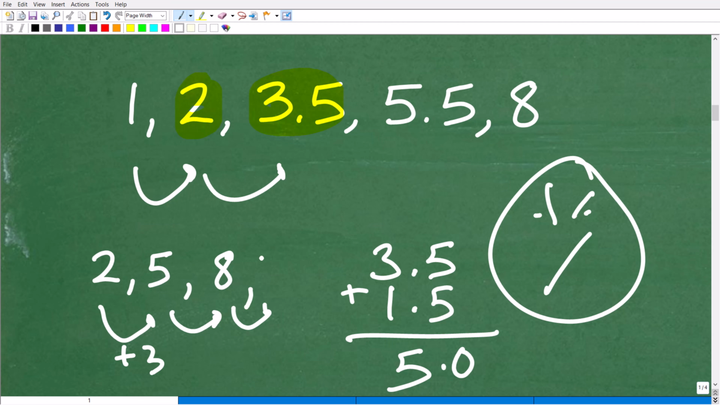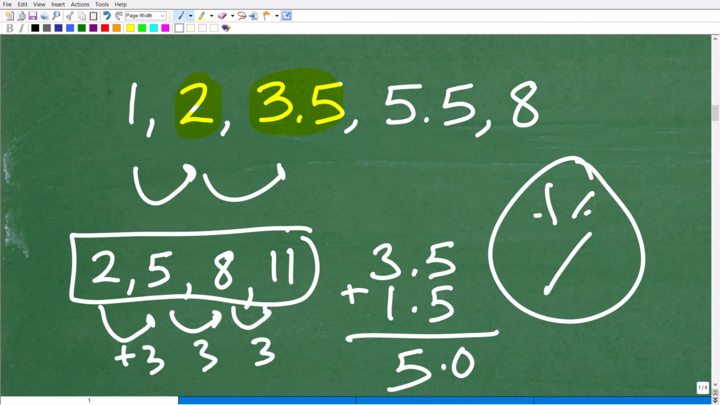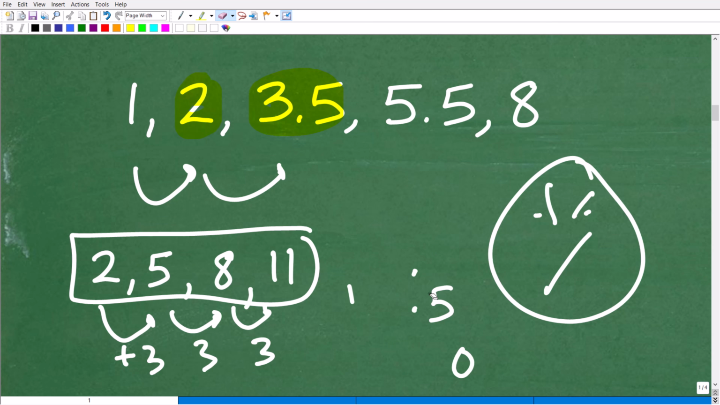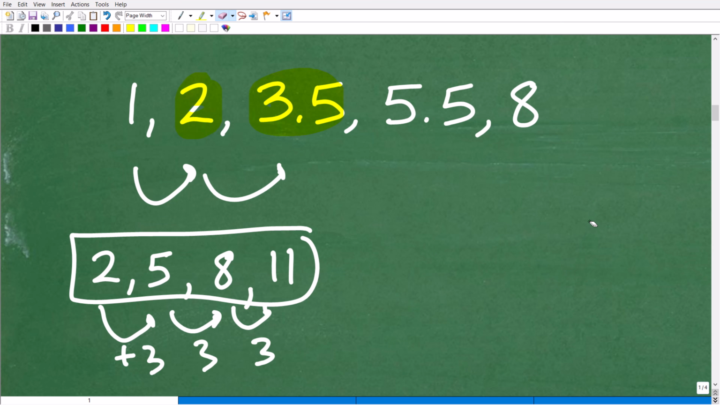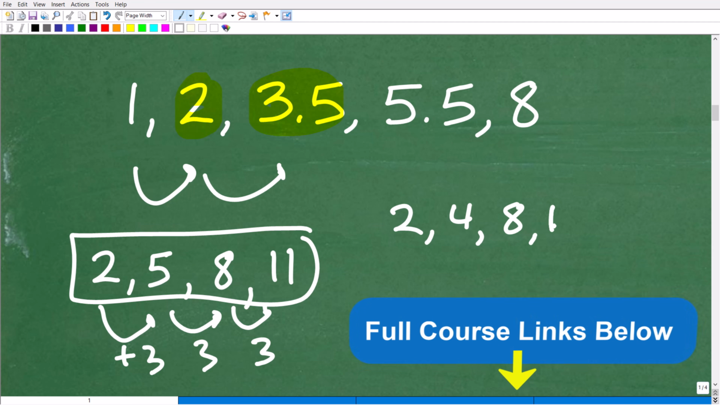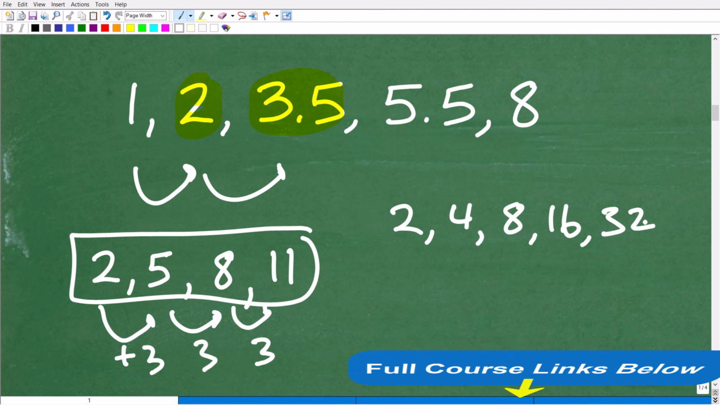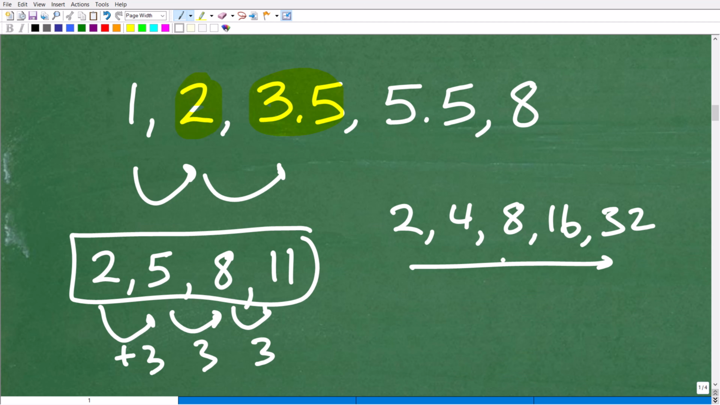And then we could continue on. 8 plus 3 is 11. So here the terms are being separated by 3. This type of situation is called an arithmetic sequence. Let me show you another type of sequence called a geometric sequence. These are very, very common. So what if I had 2, and then let's multiply each term by 2 to get to the next term? That would be 2, 4, then 4 times 2 is 8, 8 times 2 is 16, 16 times 2 is 32. So here, the relationship is we're multiplying by 2 to get to the next term.